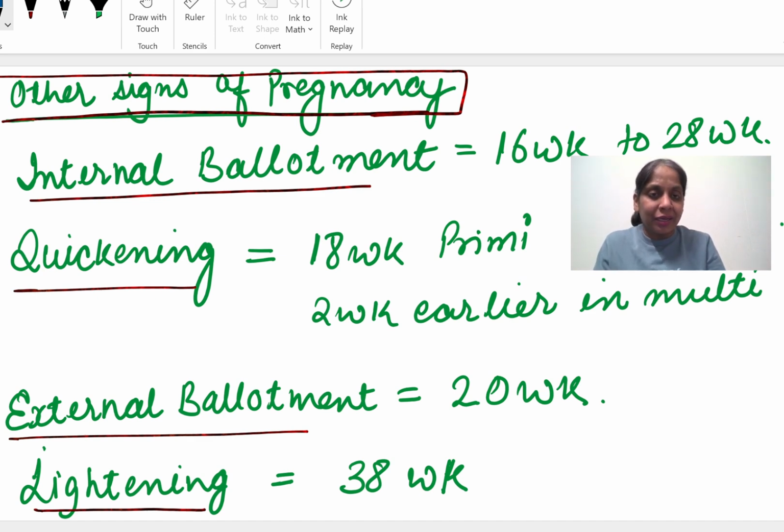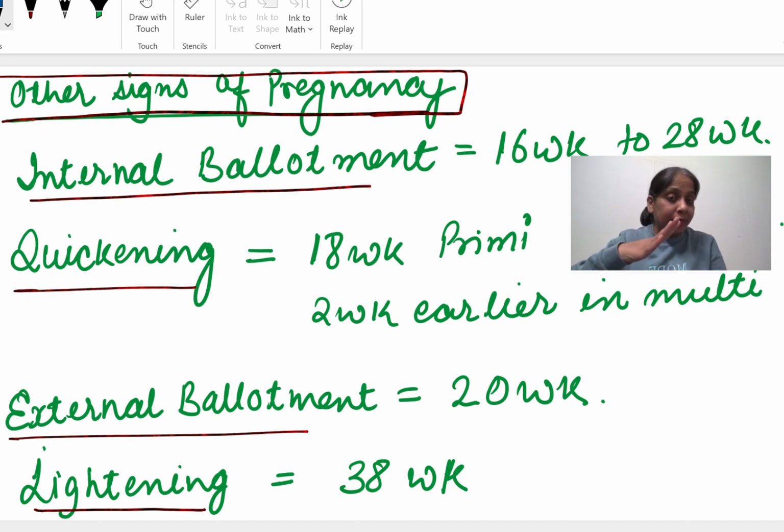We will revise it once more. So when we are touching the softest part, our pressure gets transmitted to the fetus very early, that is at 16 weeks. Then second is quickening. Quickening occurs at 18 weeks in the primigravida. What is quickening basically? Quickening is basically the child kicks.